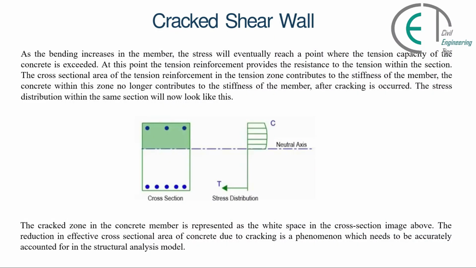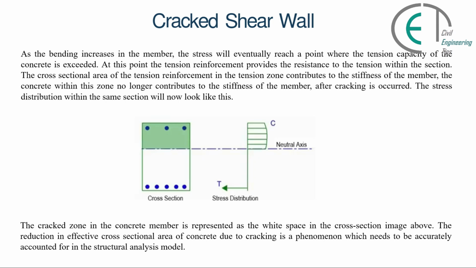Now let's discuss the cracked shear wall. As the bending increases in the member, the stress will eventually reach a point where the tension capacity of the concrete is exceeded. At this point, the tension reinforcement provides the resistance to the tension within the section. The cross-sectional area of the tension reinforcement in the tension zone contributes to the stiffness of the member. The concrete within this zone no longer contributes to the stiffness of the member after cracking has occurred.